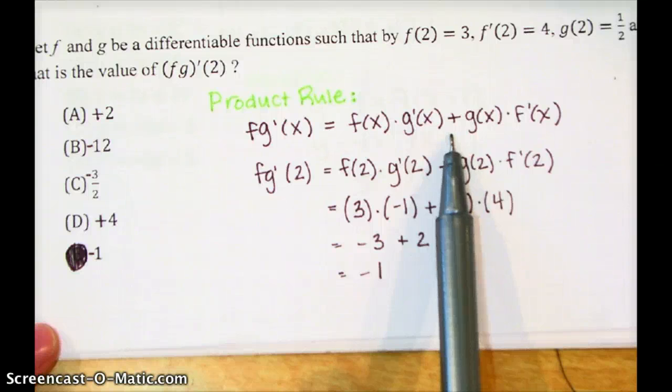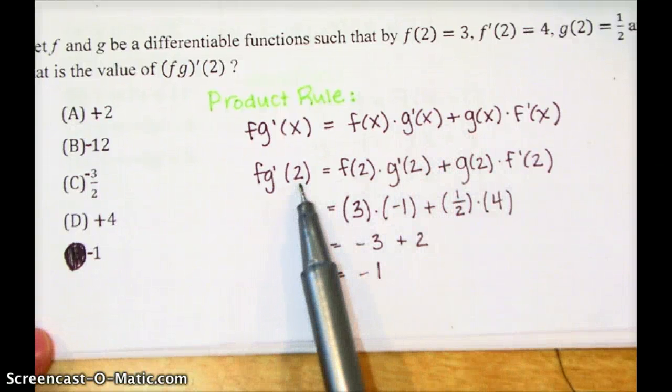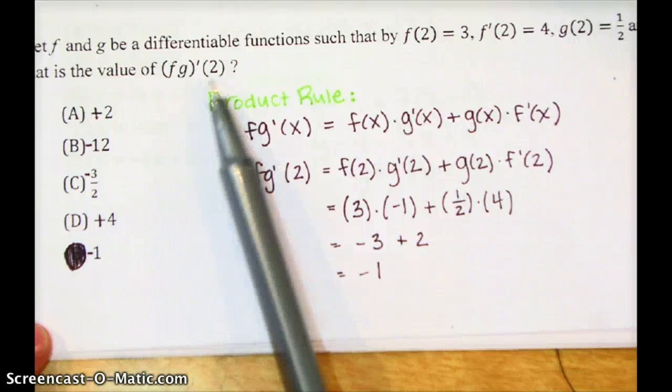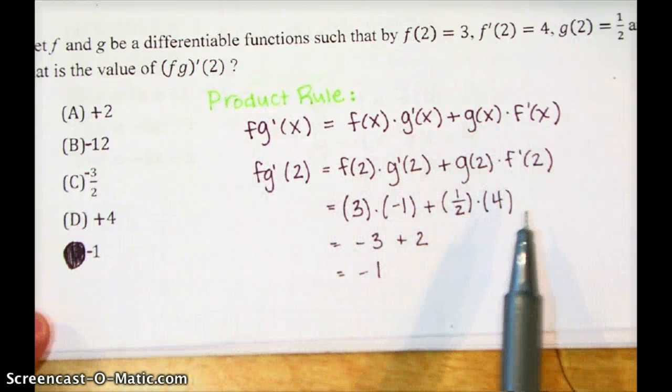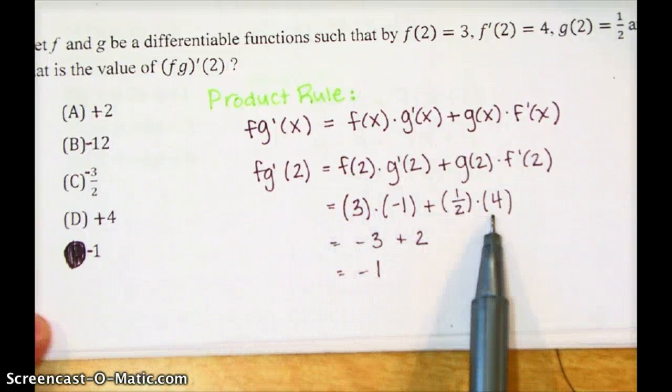This is just product rule. Then to plug 2 in, and this is just to get my answer, I basically just plug 2 into each of these 4 pieces and multiply out the answers. From here, you just have to be careful with the order.